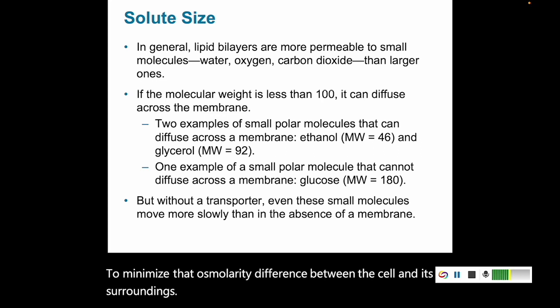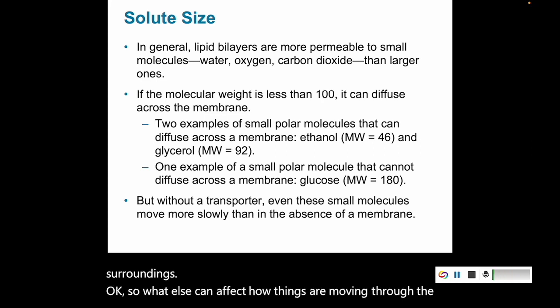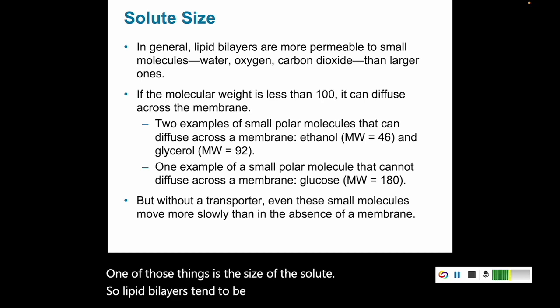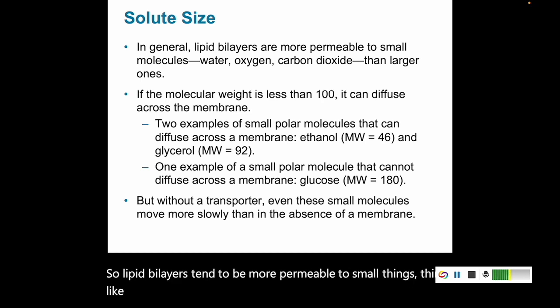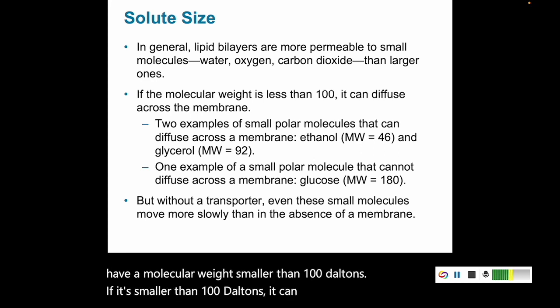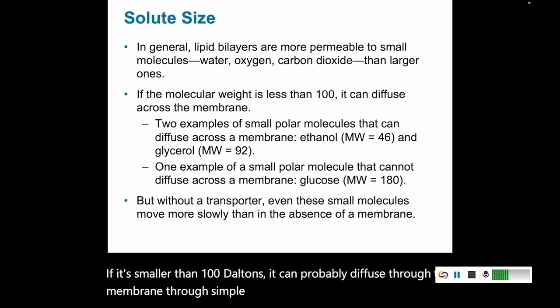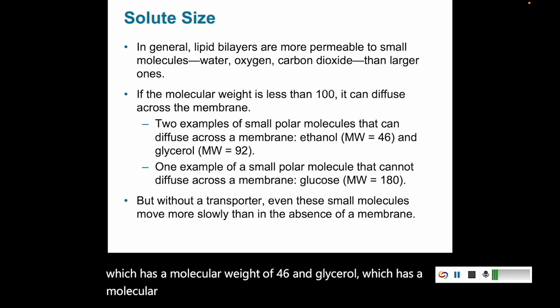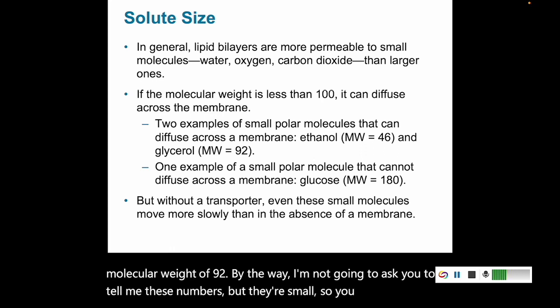Okay, so what else can affect how things are moving through the membrane? One of those things is the size of the solute. So lipid bilayers tend to be more permeable to small things like water, oxygen, carbon dioxide. Typically things that have a molecular weight smaller than 100 Daltons. If it's smaller than 100 Daltons, it can probably diffuse through the membrane through simple diffusion. So something like ethanol, which has a molecular weight of 46, and glycerol, which has a molecular weight of 92. By the way, I'm not going to ask you to tell me these numbers, but they're small, so you know they can diffuse right through the membrane.